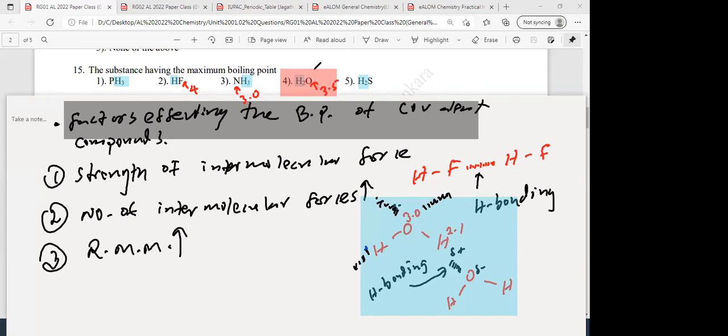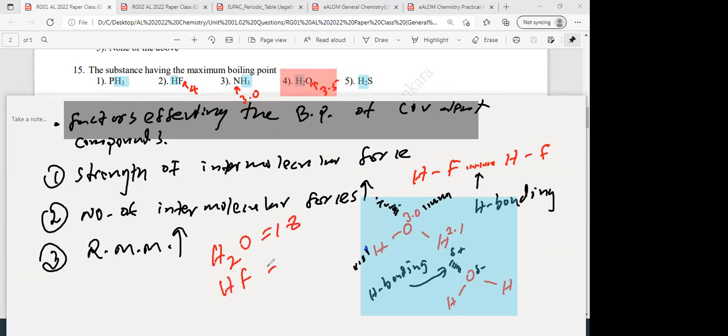Now here the main factor is not the relative molecular mass. Otherwise, water would be almost the lowest here. Ammonia is 17, water is 18. Relative molecular mass is low compared to the others, like HF, ammonia, H2O. Actually H2O is 18.